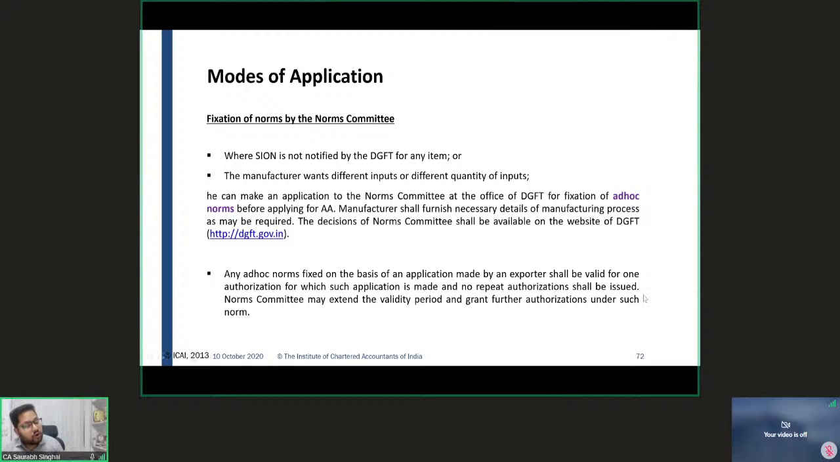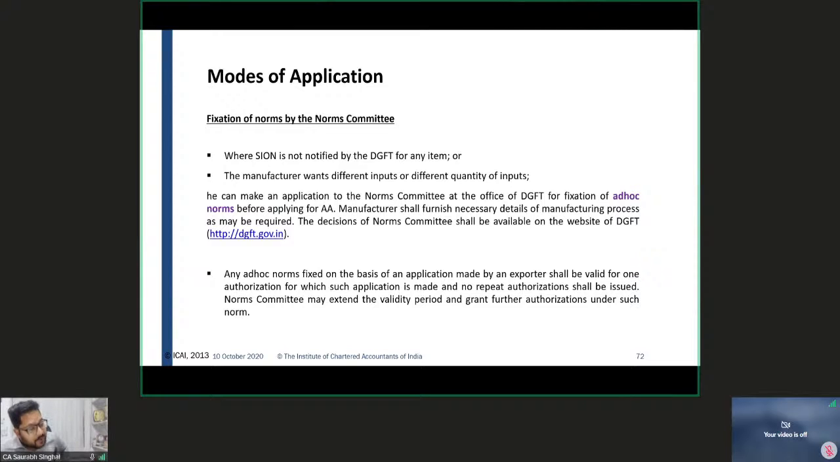The only thing is the ad hoc norm is applicable only for the order that I have applied for. So suppose I applied for 100 mouses once. After I manufacture 100 mouses, I again have to apply for an ad hoc norm, or advance authorization based on ad hoc norms.